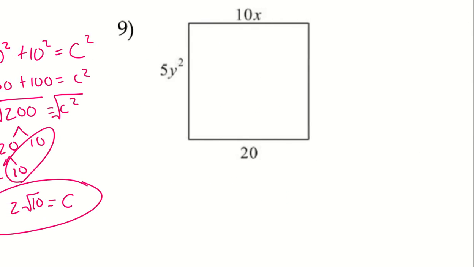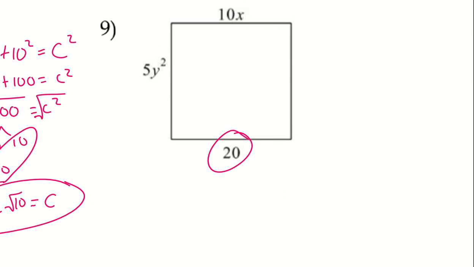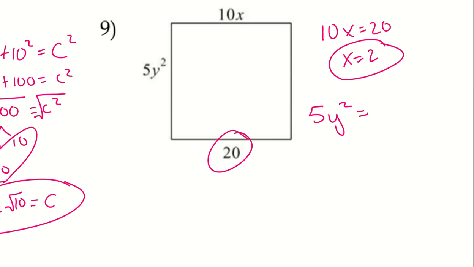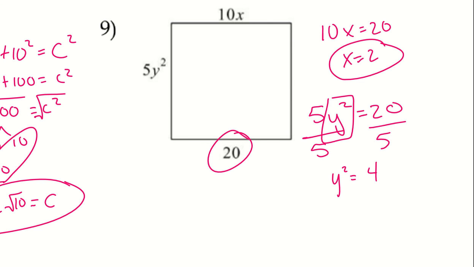All right, number 9, all the sides equal 20, which means I now have 10x equals 20, giving me x equals 2. And then 5y squared equals 20. Remember, we have to get our squared number by itself before we can take the square root. So I have y squared equals 4. And I can go ahead and take the square root of both sides to get y equals 2.